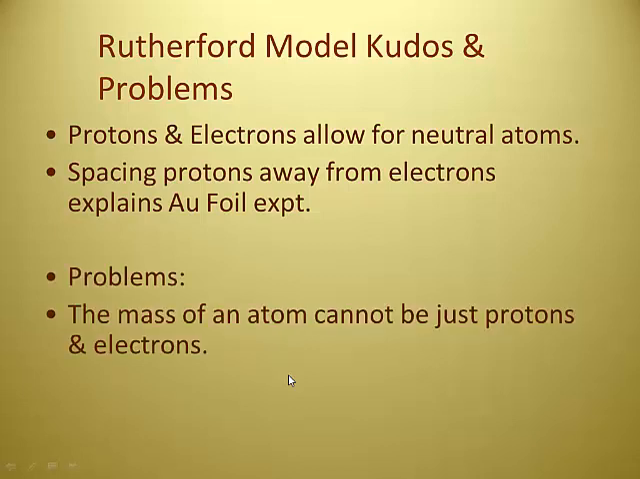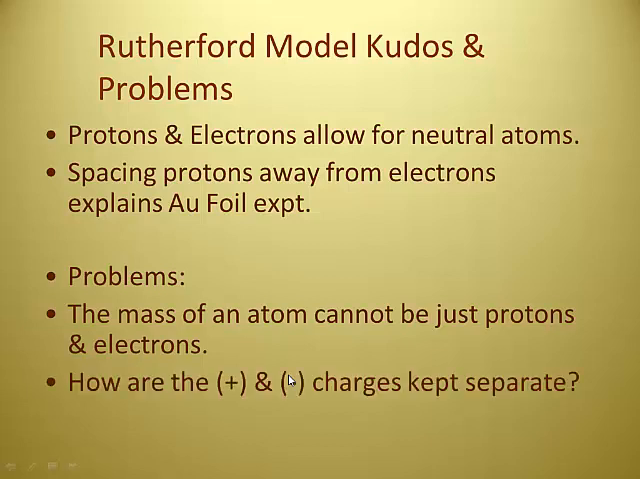The mass of an atom cannot be just protons and electrons. The problem with having just protons and electrons is, why aren't the electrons being attracted right to the nucleus then? What's keeping them apart? Opposites attract. If the protons are the nucleus and they're positively charged and the electrons are negatively charged, how come they're not smooshing together? Yeah, I know that age-old saying, opposites attract.